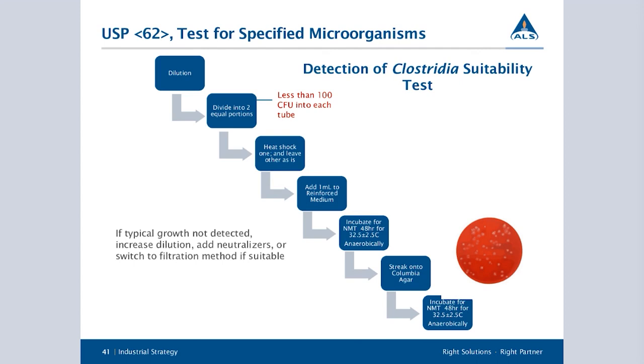The test method for Clostridium is slightly different. It is the same in that you are spiking with less than 100 CFU, but after preparing the initial dilution, that portion is split into two. The first one you heat shock for 10 minutes at 80 degrees. Once you do that for 10 minutes, you want to quickly cool it in an ice bath, and then the other replicate is tested as is.